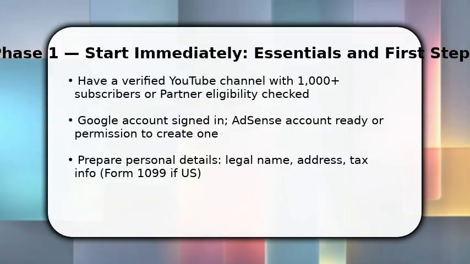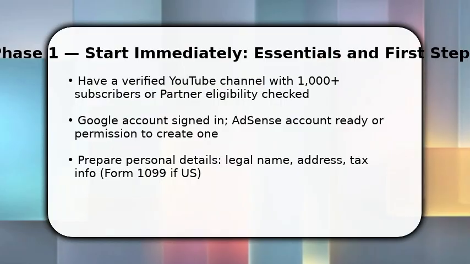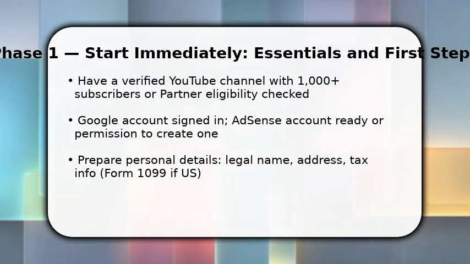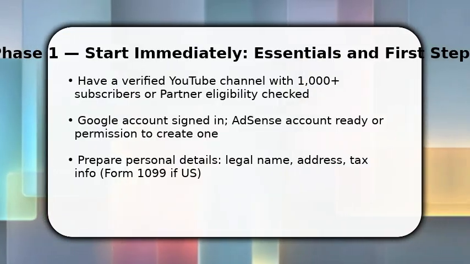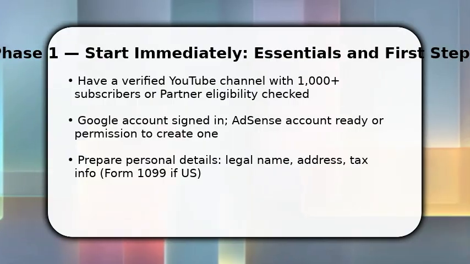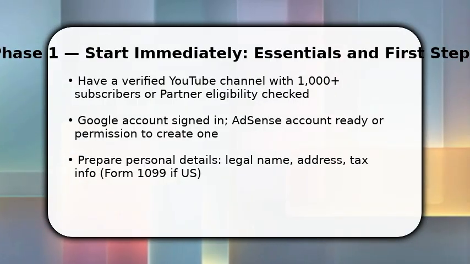You're ready to begin. First, sign into the Google account tied to your YouTube channel. Once signed in, open YouTube Studio and navigate to Monetization. This starts the AdSense link flow. Make sure your channel meets eligibility. If not, pause and complete requirements.